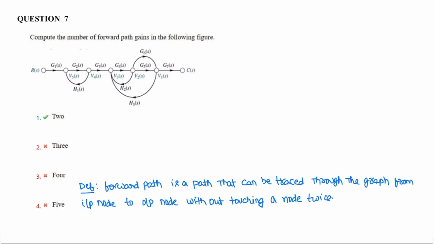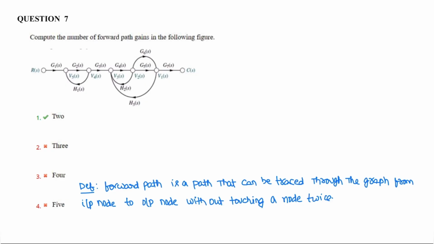Next question. Compute the number of forward path gains in the figure shown below. Let us see the definition of forward path. A forward path is a path that can be traced through the graph from input node to output node without touching a node twice, that is, the traversal of the path from input node to output node without looping back. One more definition: a forward path is a set of branches traversed in the direction from input node to output node without touching any node more than once.